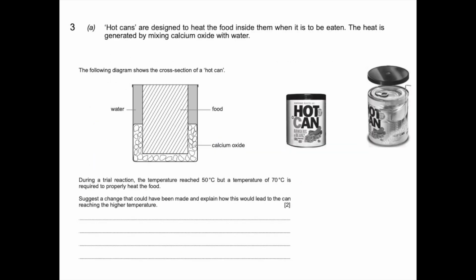So here's question 3. Question 3 says hot cans are designed to heat the food inside them when it is to be eaten. The heat is generated by mixing calcium oxide with water. The following diagram shows the cross section of a hot can. During a trial reaction, the temperature reached 50 degrees C, but a temperature of 70 degrees C is required to properly heat the food. Suggest a change that could have been made and explain how this would lead to the can reaching the higher temperature. So have a go at this question. It's worth 2 marks. Pause the video, have a go at the question, and then we'll go through the answer.